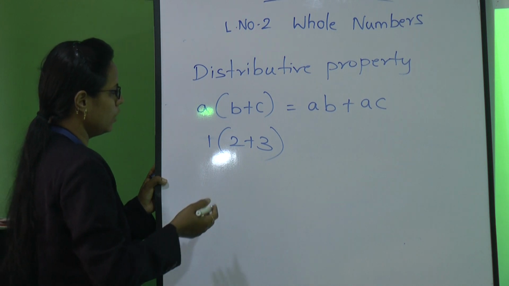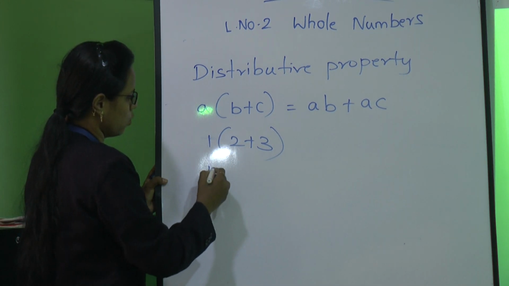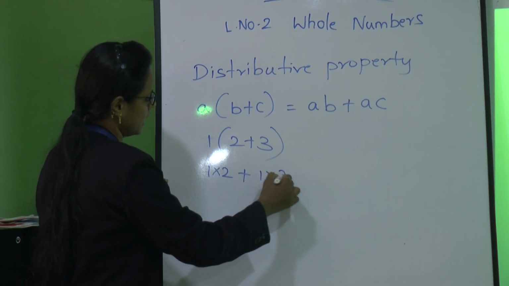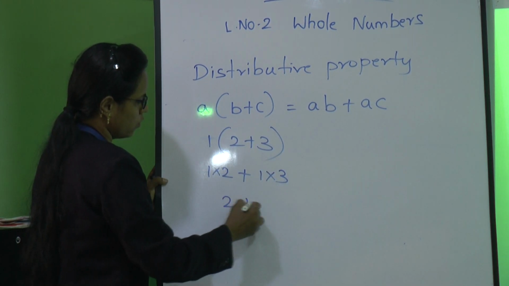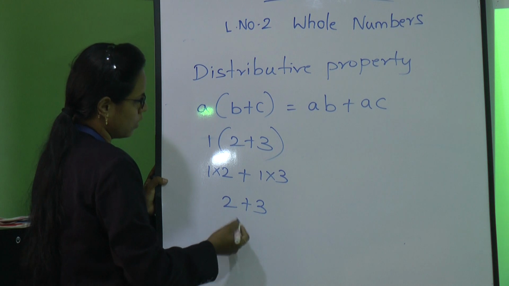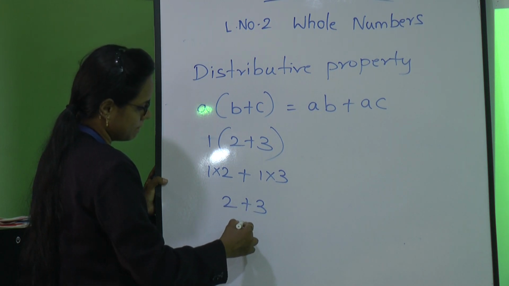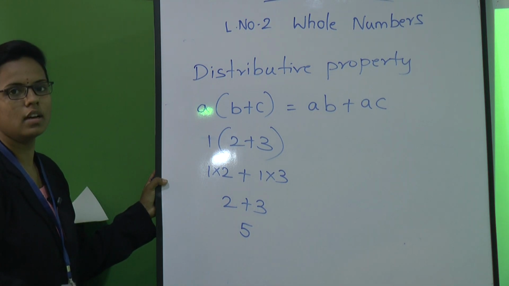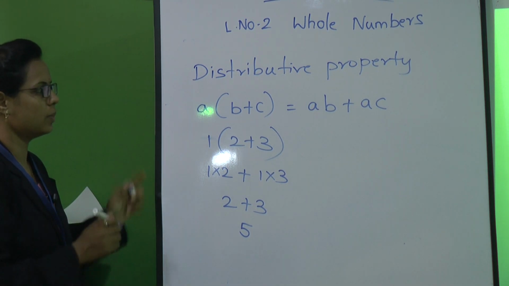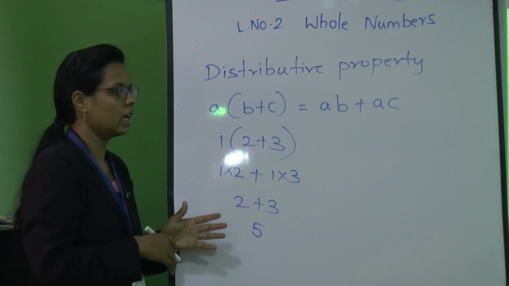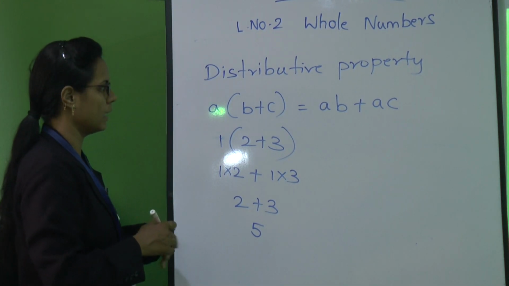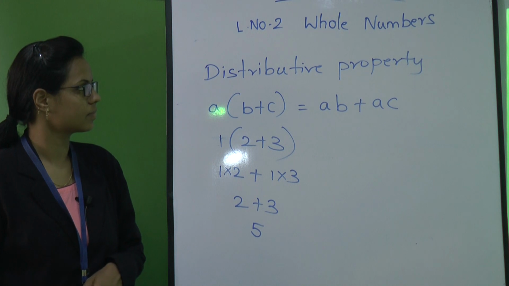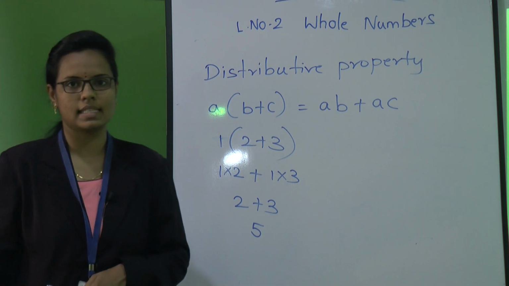Now what will we do? 1 multiplied by 2, 1 into 2 plus 1 into 3. 1 into 2 is 2. 1 into 3 is 3. 2 plus 3 is 5. So in this way we solve the distributive property. We distribute and then we solve. Okay. Let us go towards the next. Let us see one more example.